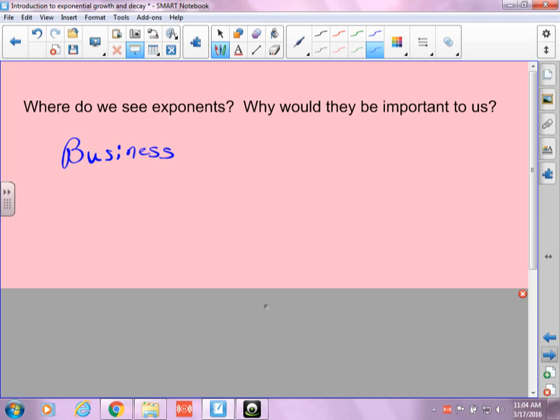Where else would we see exponents? We see it in science a lot, don't we? We see it in chemistry, we see it in biology. Another place we see it is space. Like if I'm going from the Earth out to Jupiter, right? Sometimes they write that in scientific notation or using exponents. What else?